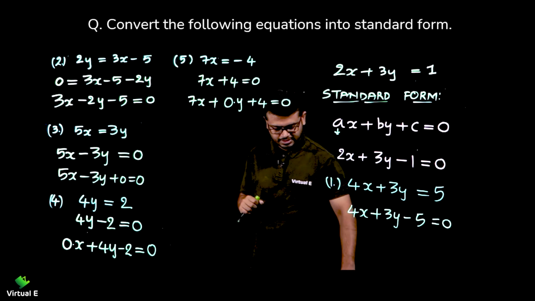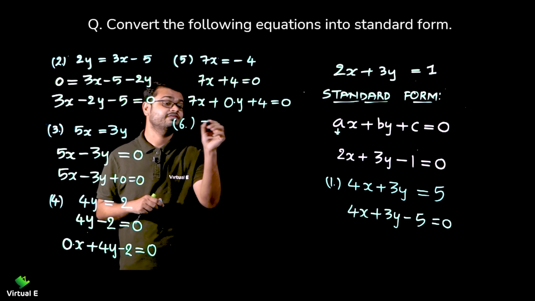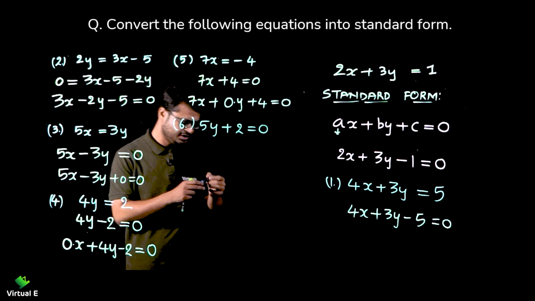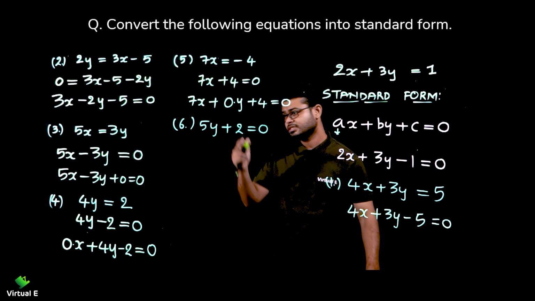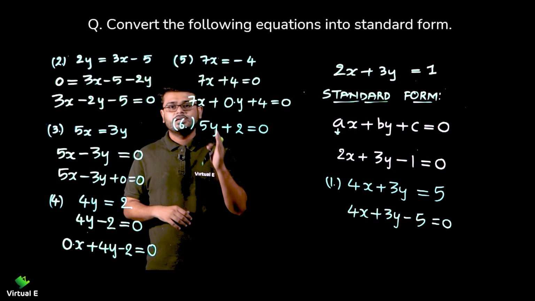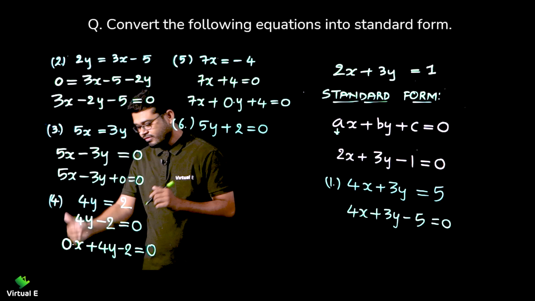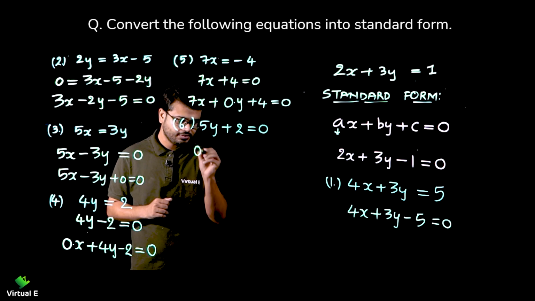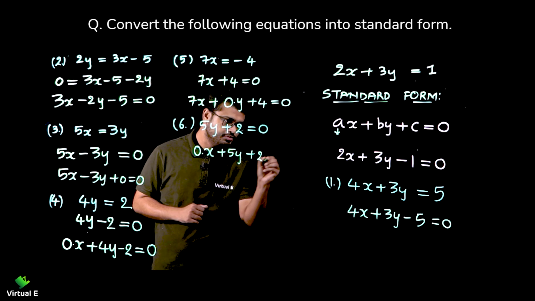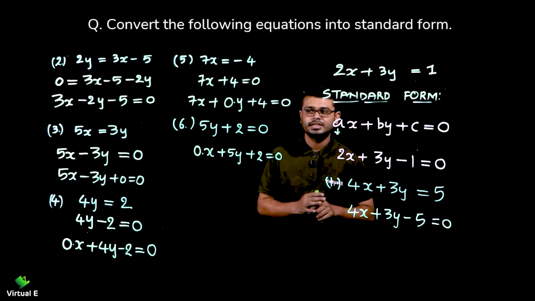So it's correct. Let's move to the last question, which is, let's say, 5y plus 2 is equal to 0. This is similar to this one, in a more simplified manner. Here we don't have x, right? We have y, but we don't have x. Again, we'll follow the same manner. So 0 into x plus 5y plus 2 is equal to 0. See, we have two variables, right? And it is in the standard form.